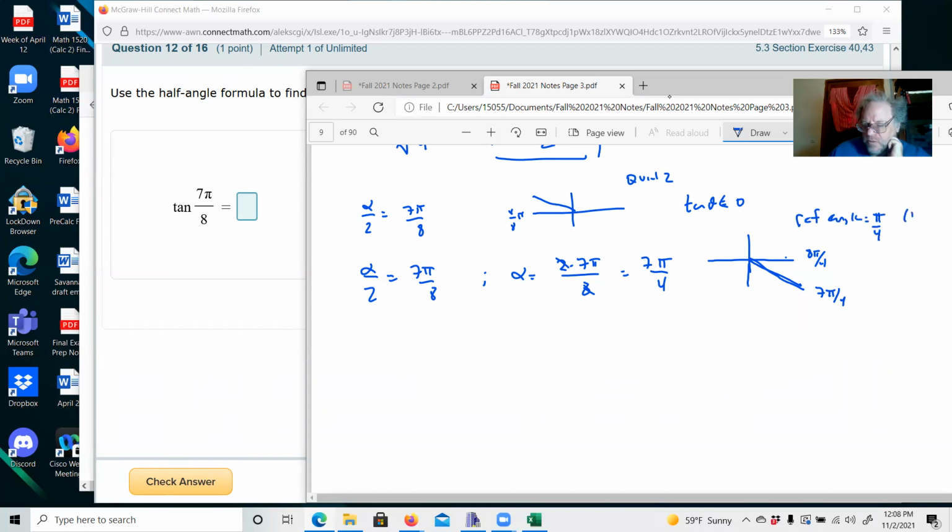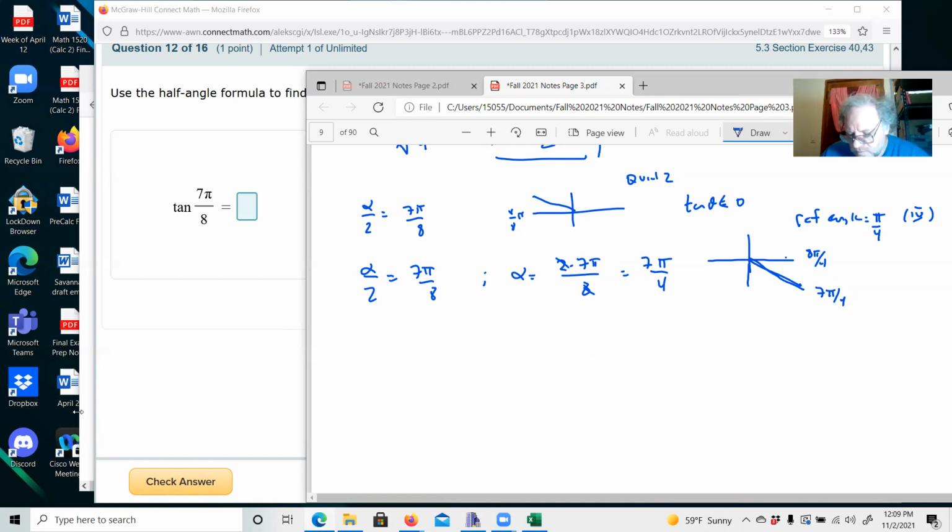But we have to remember we're in the 4th quadrant. Okay, so they want to know the tangent of this. So the half angle formula for tangent, did I even write that down? Oh, I did. Look at that. There are 2 ways to get it.